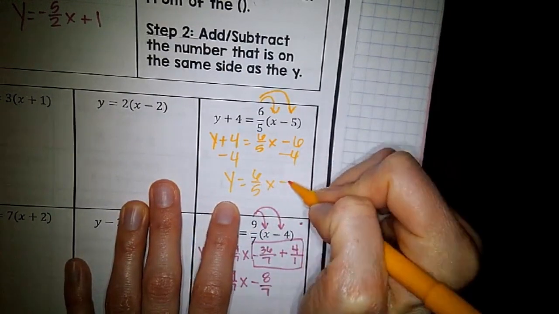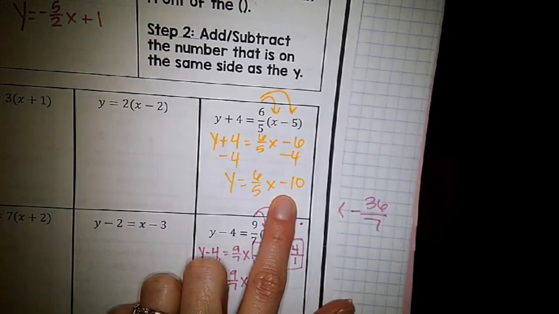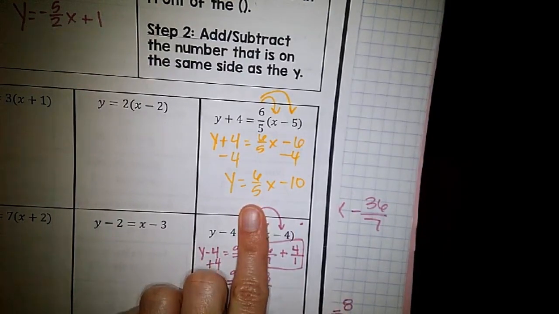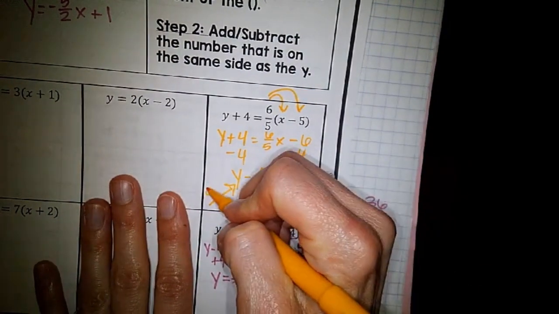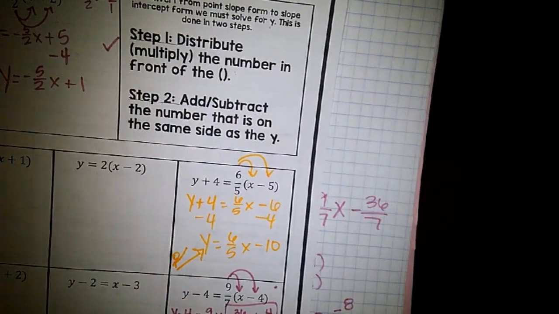Did you get it? And how would I graph this? What would I do? I would start where? At negative 10. That's my starting point. And then I would do what? Up 6 over 5 because it's a positive slope. So he'd be going this direction. Up the mountain. Yes? Okay. Any questions on standard form or point slope form converting to slope intercept form? Any questions? Okay.